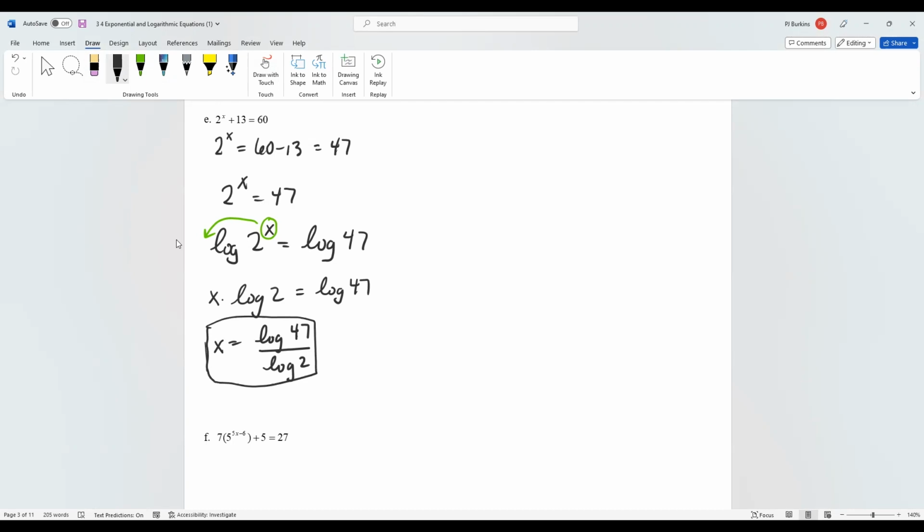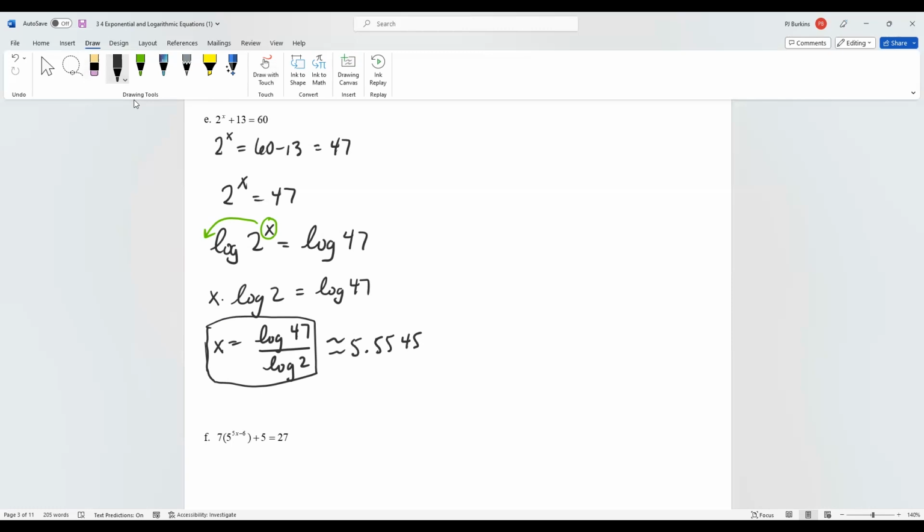So we'll use log of 47 divided by log of 2. And I get something like 5.5545, blah, blah, blah. Who cares? Right? It's just a continuing decimal. So how else could I do that?